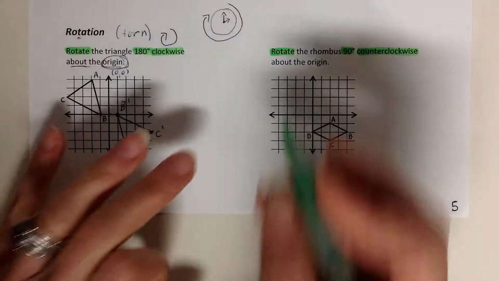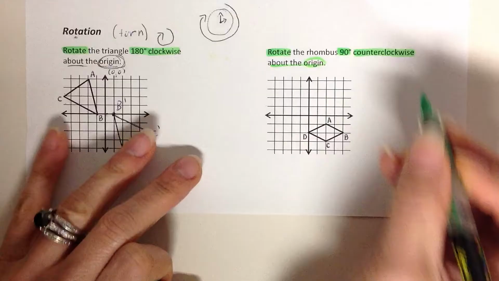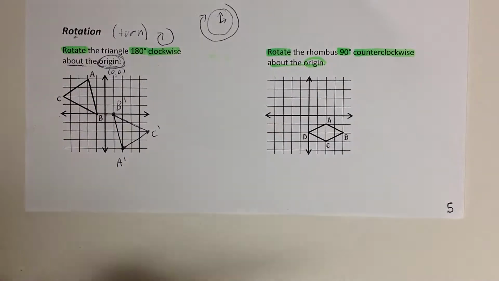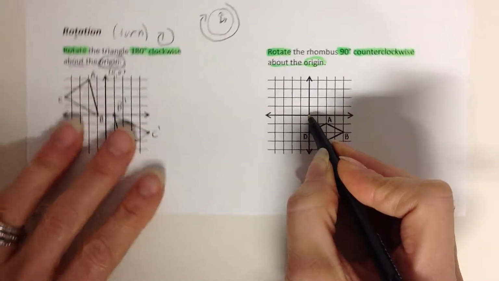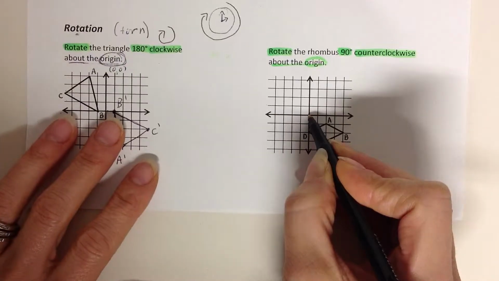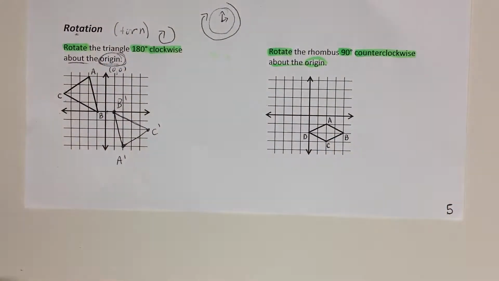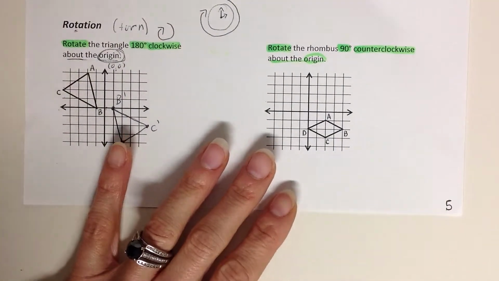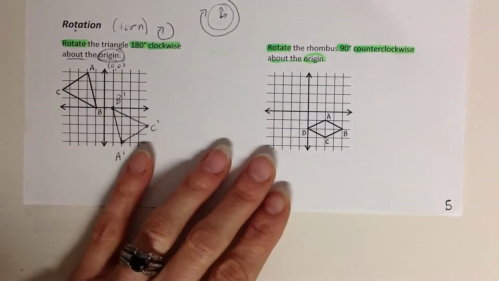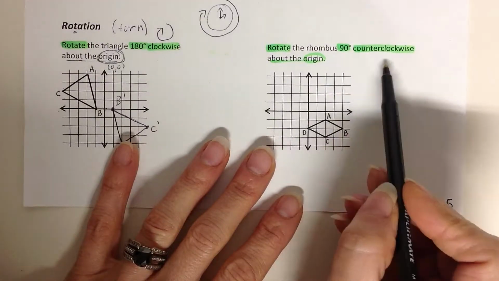And you should always check, is it about the origin? Yes, because the origin is your point that you are turning about, holding on to. When you do quarter turns, it just switches around your axis. So this technique of just taking your paper and turning it is very, very effective. Okay, it's very accurate. Alright, rotate the rhombus 90 degrees counterclockwise.